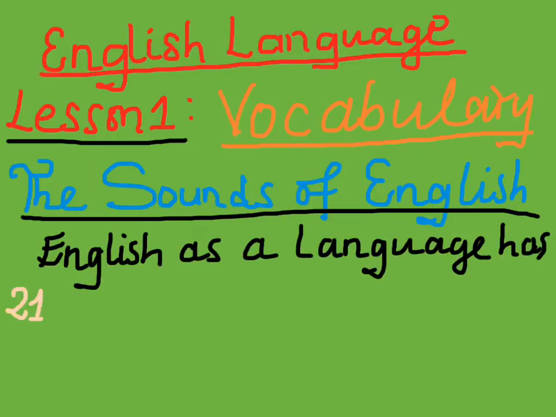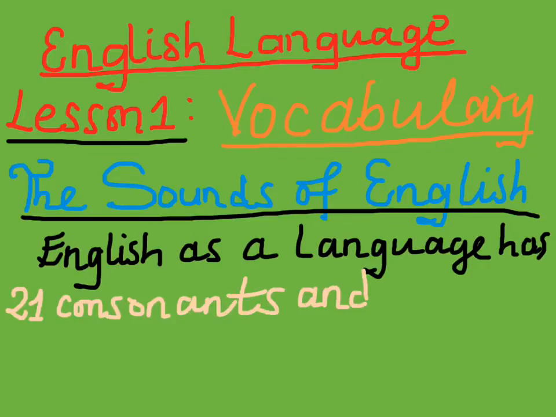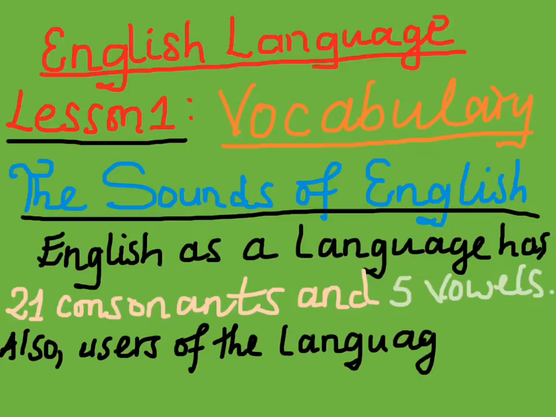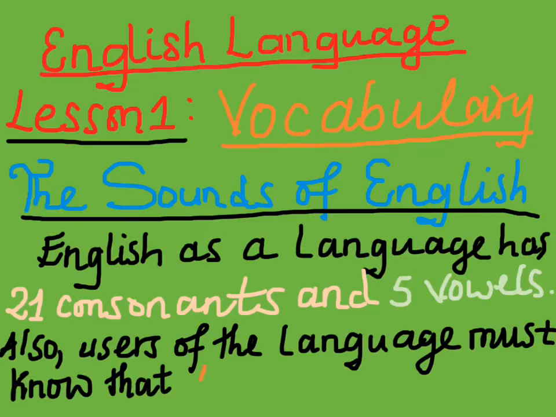So, English as a language has 21 consonants and 5 vowels. In terms of letters, take note. Again, users of the language must understand or know that there is a great difference between a letter in English and a sound.